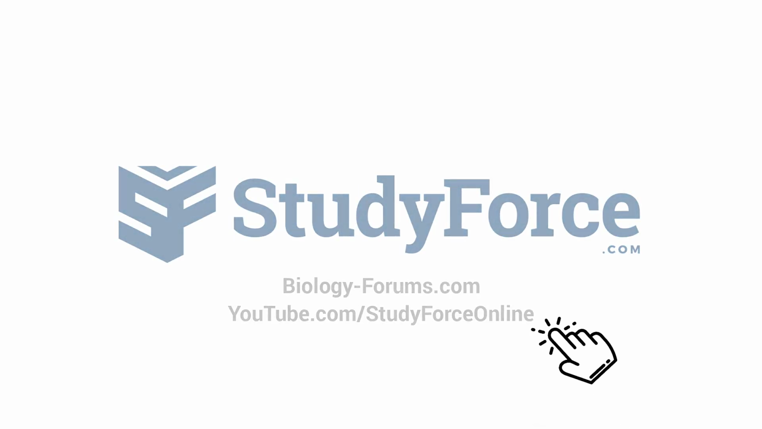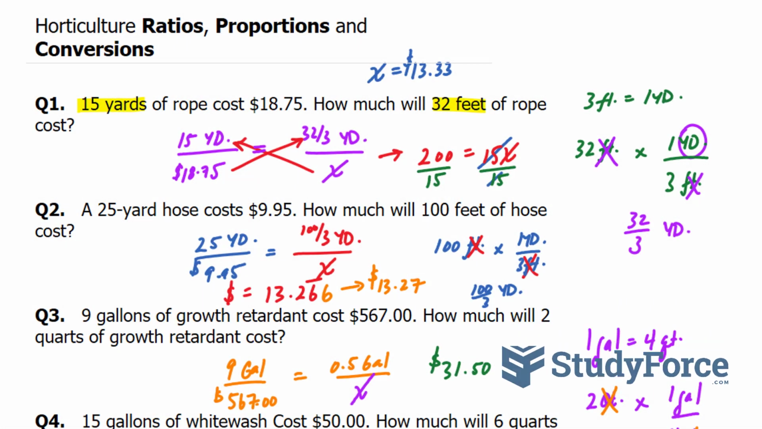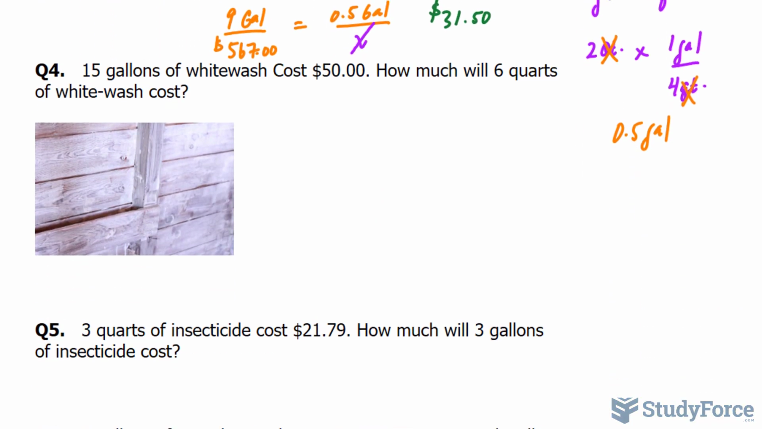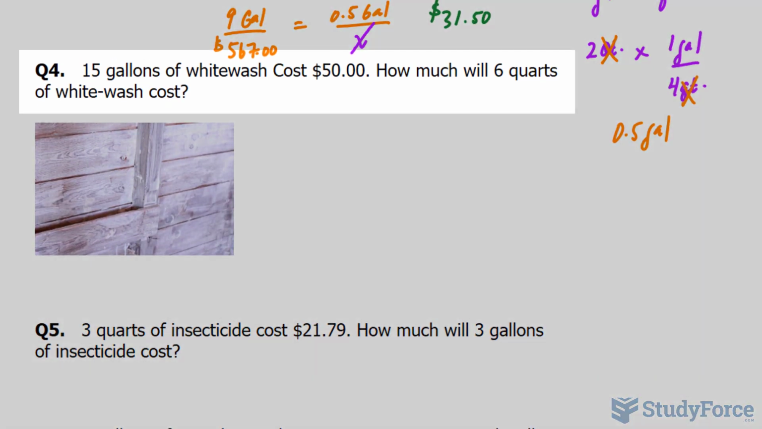Welcome back to the series on ratios, proportions, and conversions related to horticulture. We ended off with questions 4, 5, and 6, so we'll start with question 4.